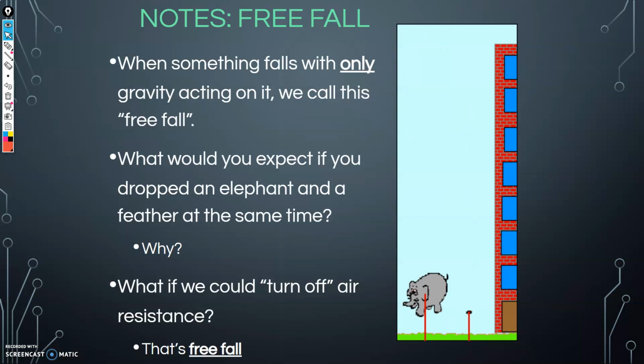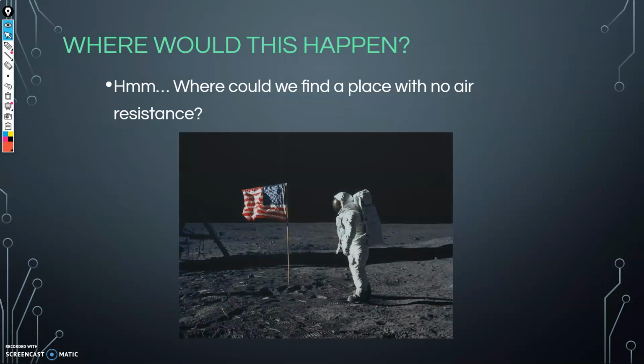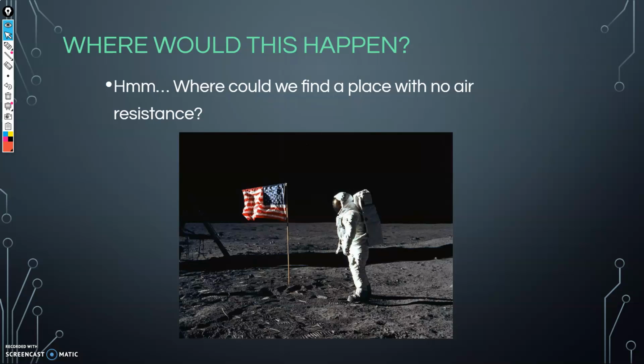So this was not something that was easy to prove. It was a hypothesis that Galileo had, and it took lots of experiments and a lot of trial and error for him to reach this conclusion. And because we can't just eliminate the air from the room very easily, it's difficult to test an idea like this. So where could we find a place like this, though, with no air resistance? Oh yeah, the moon. The moon would be a great place, because we know that there's no air on the moon. Maybe we could test this out.